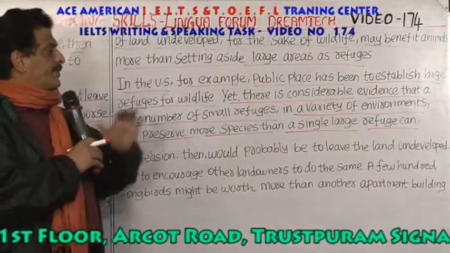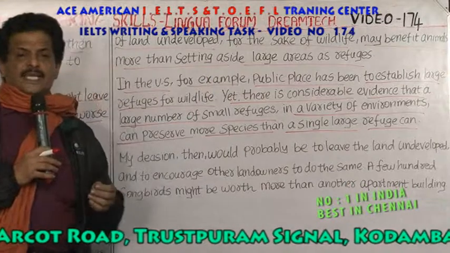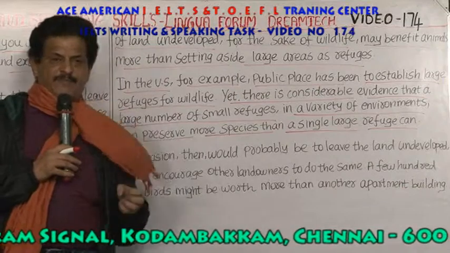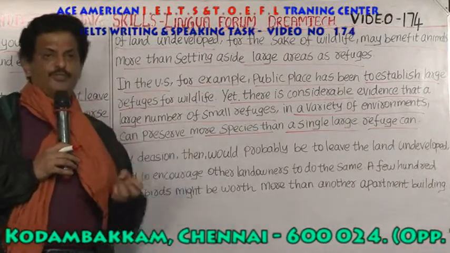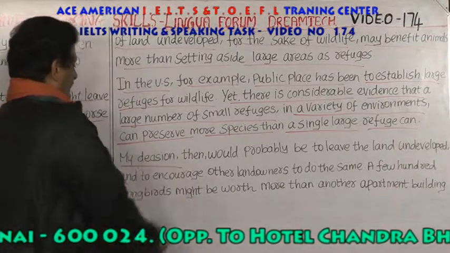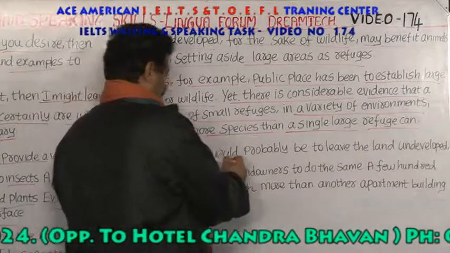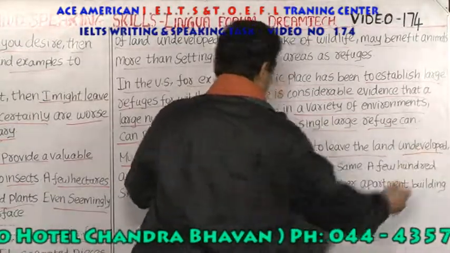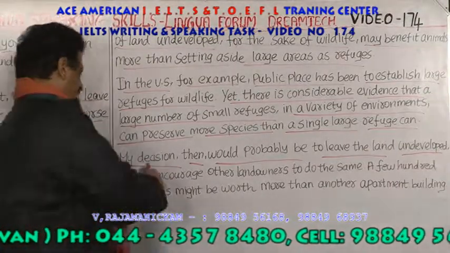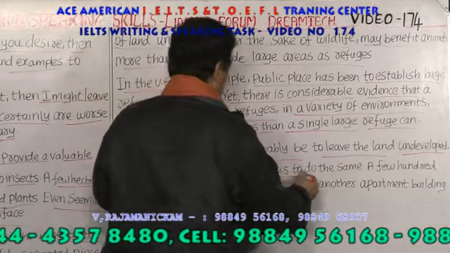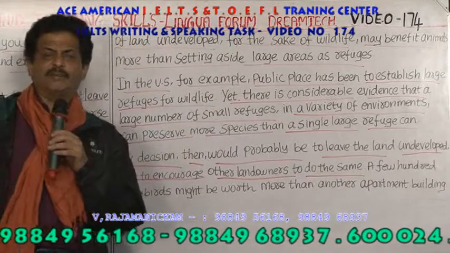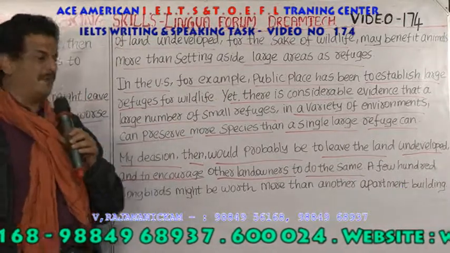Once again he reconfirms by stating that these empty spaces can be left so they can provide a refuge for a variety of species. Finally he comes to the conclusion: my decision then would probably be to leave the land undeveloped. So he says, I'm not going to develop the land, it's going to be as it is, and to encourage other landowners to do the same. So he wants to be a role model. By looking at him, he wants other people to follow his methodology.